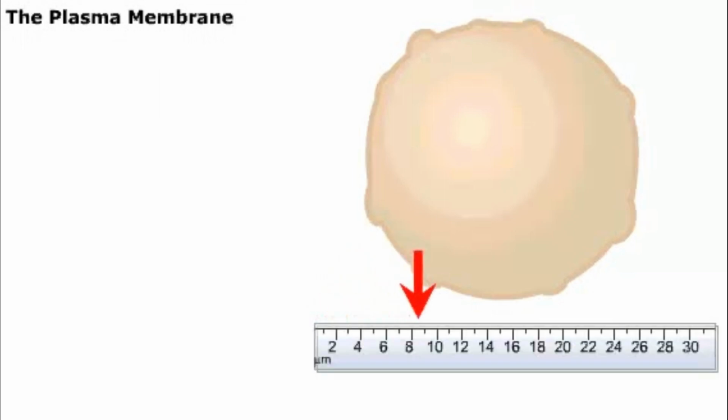We'll start building our cell using a ready-made plasma membrane. The sizes of cells and organelles are usually given in micrometers, or 10 to the negative 6 meters. Drag the ruler over the cell to measure its diameter to the nearest micrometer, and enter the value in the box. Click Calculate to find the volume of the cell.